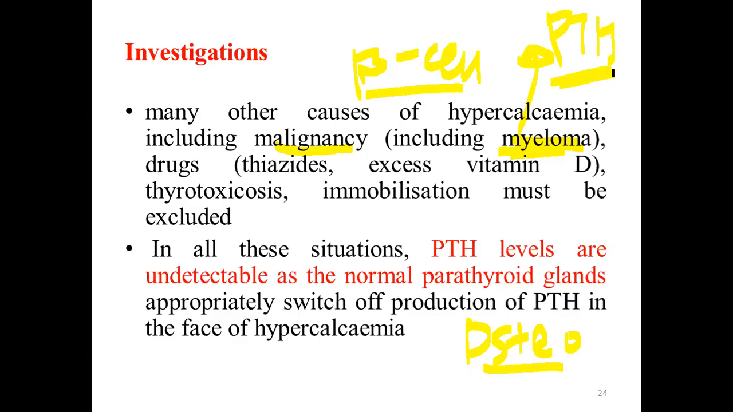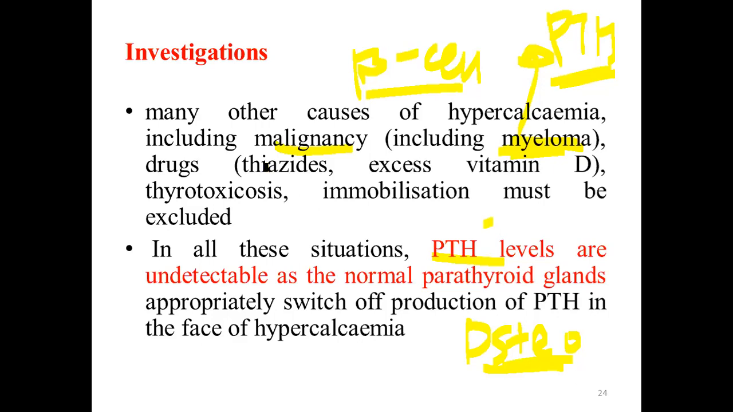So myeloma cells, in short, can promote osteoclasts so that they can increase what? Calcium level. But in such a scenario, remember, the PTH level can be undetectable. So the PTH level is normal, but the calcium level is very high. So there are other causes besides what we have discussed so far.